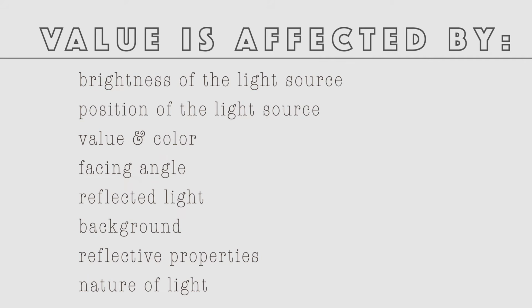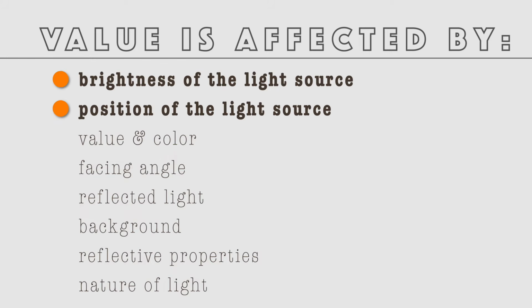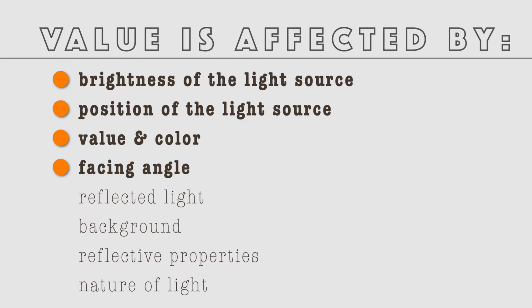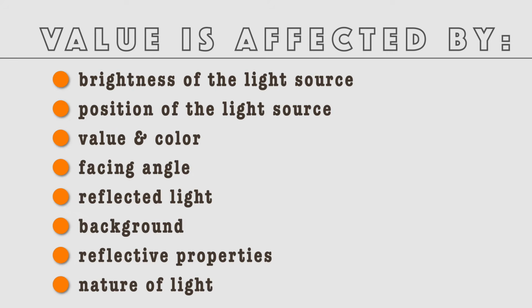So here is what affects value. Brightness of the light source, position of the light source, value and color properties of the surface, at what angle a surface is facing the light, reflected light from the environment, background values, reflective properties of the surface, and nature of the light source.